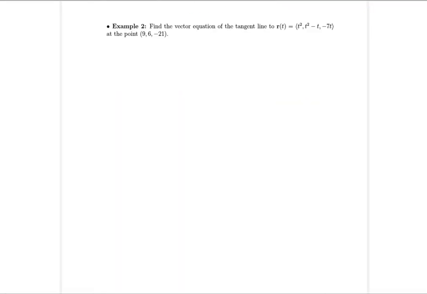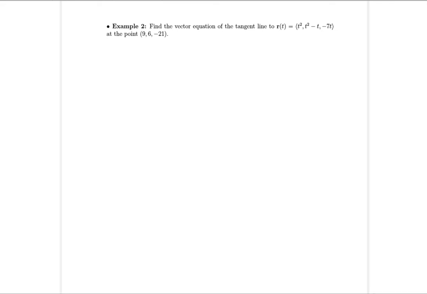All right, so now we're going to do another example. Last time, understand that what I graphed there was just a vector, okay? But what did we do back in Calc 1? We graphed lines. We graphed tangent lines, right? So in example 2, it's asking us to find the vector equation of the tangent line to the curve r of t equals t squared in the x, t squared minus t in the y, and negative 7t in the z. And we're going to do that at the point 9, 6, negative 21.